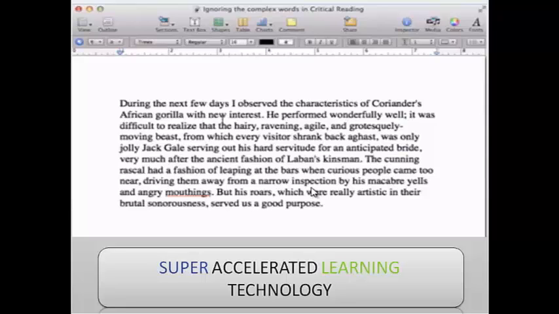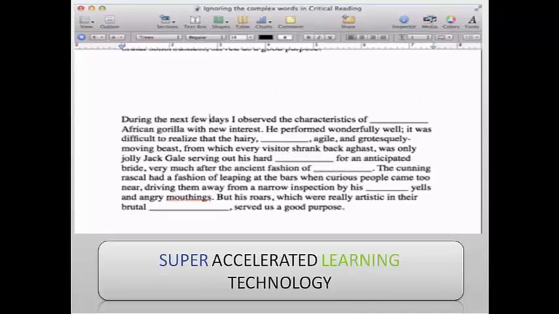Now, obviously there are a few words which you might have never heard of, I never heard of them either, but they are there. Before you say, wait a minute, I don't understand anything, let's take this approach. You'll read it as: "During the next few days, I observed the characteristics of African gorilla with new interest. He performed wonderfully well. It was difficult to realize that the hairy, agile, and grotesquely moving beast, from which every visitor shrank back aghast, was only jolly Jack Gale, serving out his hard blank for an anticipated bride, very much after the ancient fashion of blank. The cunning rascal had a fashion of leaping at the bars when curious people came too near, driving them away from a narrow inspection by his blank yells and angry mouthings. But his roars, which were really artistic in their brutal blank, served a good purpose."